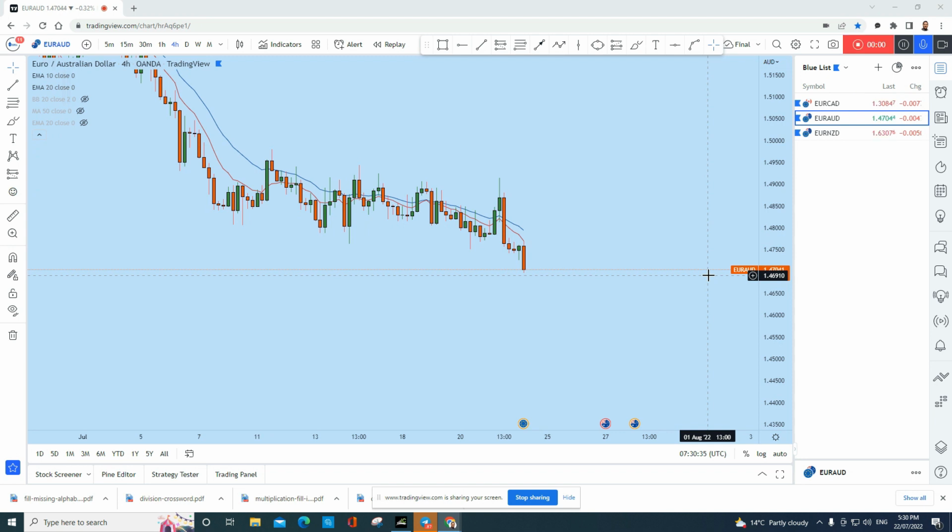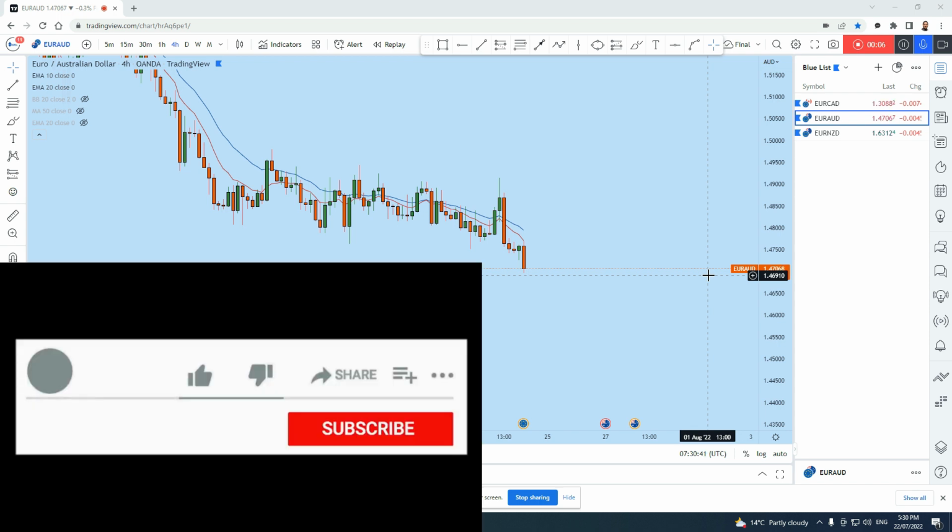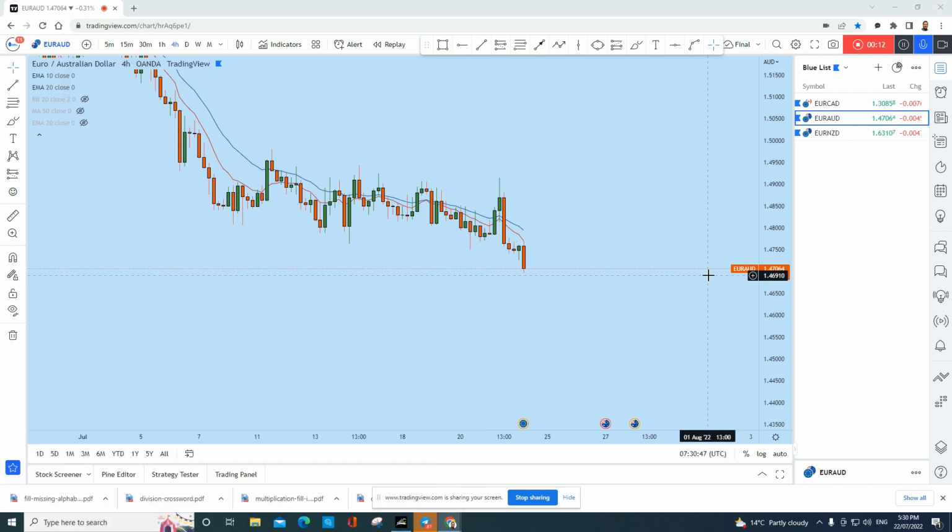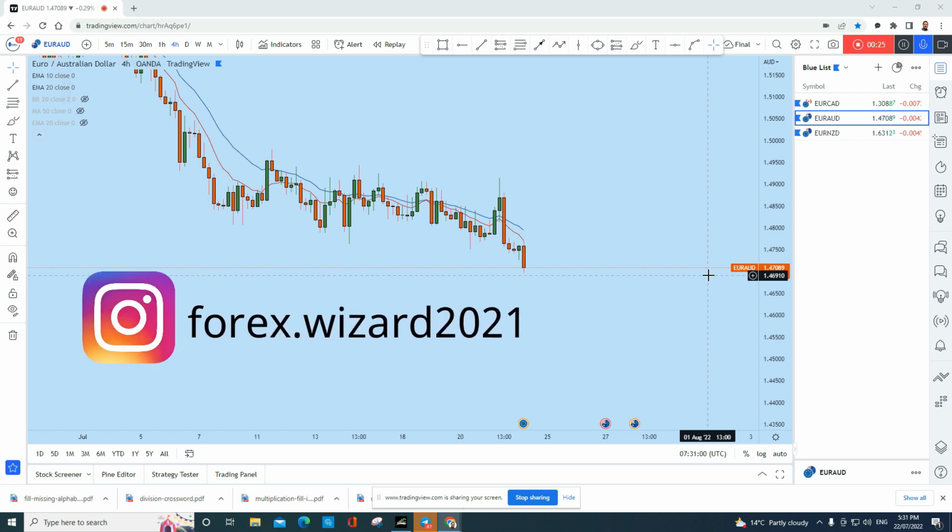What's up, traders? So let's do a complete multi-time frame analysis of some of the Euro pairs, Euro AUD, Euro CAD, and Euro NZD. Let's find out what kind of trading opportunity we have in these instruments. Now, as you can see, this is the intraday or 4-hour time frame on Euro AUD. You can see there is a significant trading opportunity. Now, before we discuss what it is, let's do a complete multi-time frame analysis.